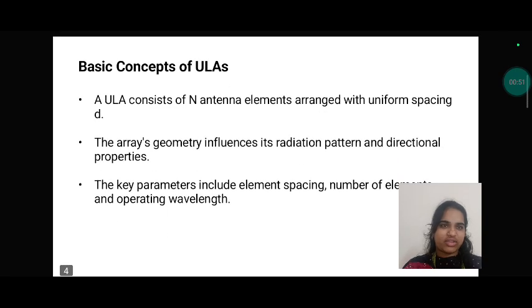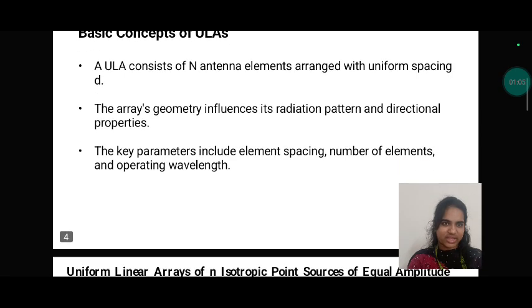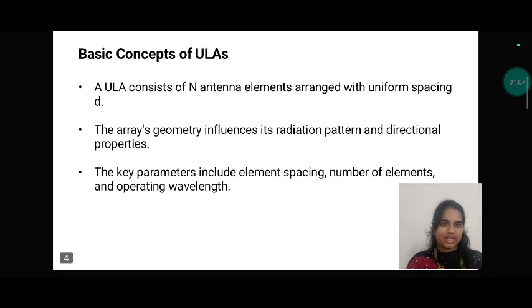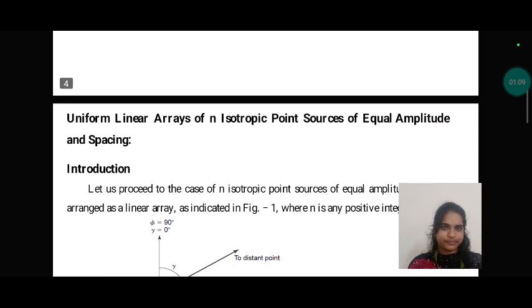The basic concepts of ULAs. A ULA consists of N antenna elements arranged with a uniform spacing d. The array geometry influences the radiation pattern and the direction of propagation. The key parameters include element spacing, number of elements and the operating wavelength.